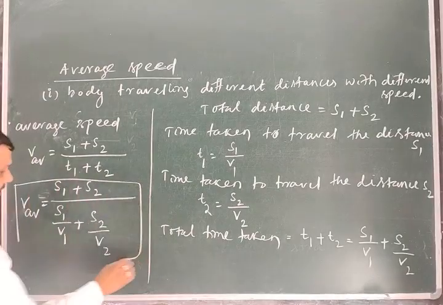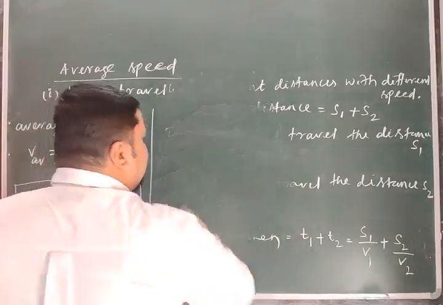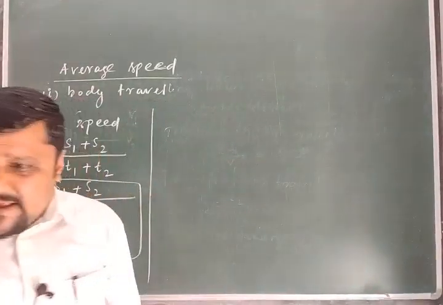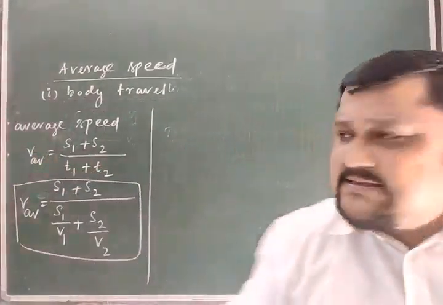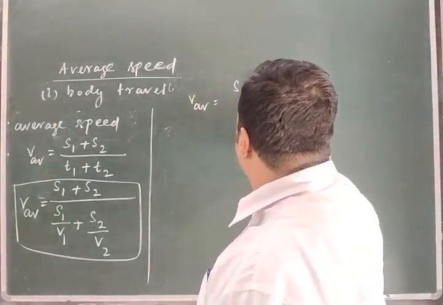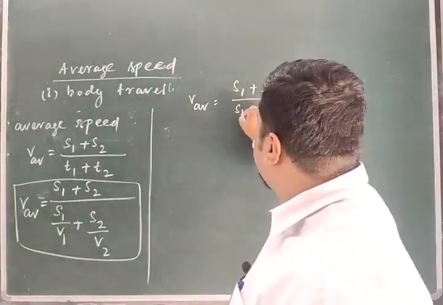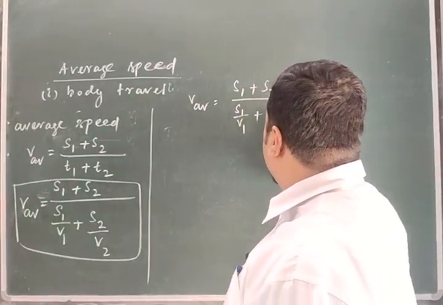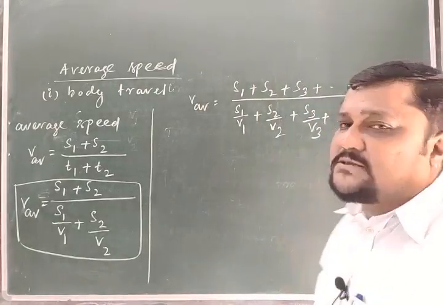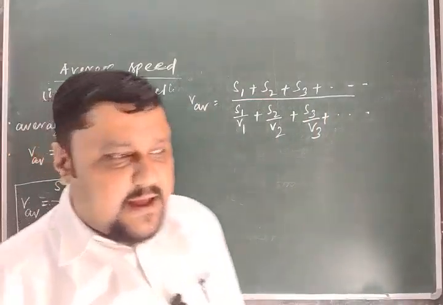So this is the formula for the average speed when the body travels different distances with different speeds. If there are three distances traveled in three time intervals, then for three cases also you can take V average equal to S1 plus S2 plus S3, however many distances are traveled, divided by S1 by V1 plus S2 by V2 plus S3 by V3 plus and so on. So this will give you the V average of the body.